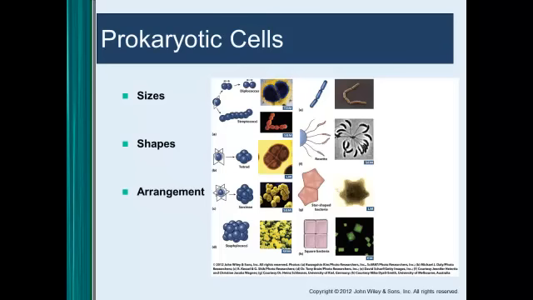Because of their small size, bacteria also have a large surface-to-volume ratio. For example, spherical bacteria with a diameter of 2 microns have a surface area of about 12 micrometers squared and a volume of about 4 micrometers cubed. And their surface-to-volume ratio is 12 to 4, or 3 to 1.